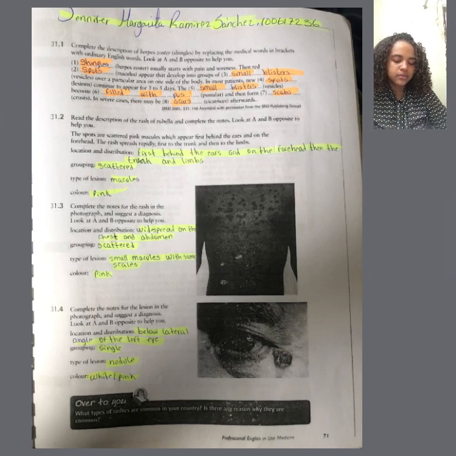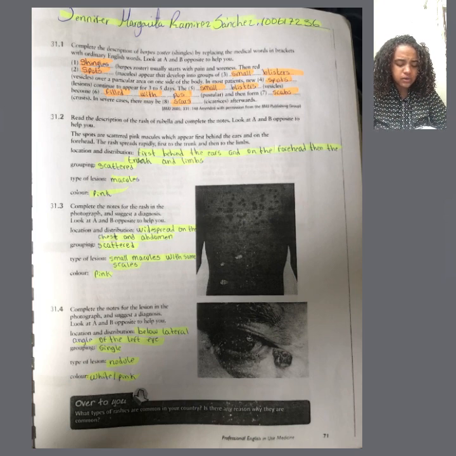Complete the notes for the rash in the photograph and suggest a diagnosis. Look at A and B opposite to help you. Location and distribution: widespread on the chest and abdomen. Grouping: scattered. Type of lesion: small macule with some scales. Color: pink.